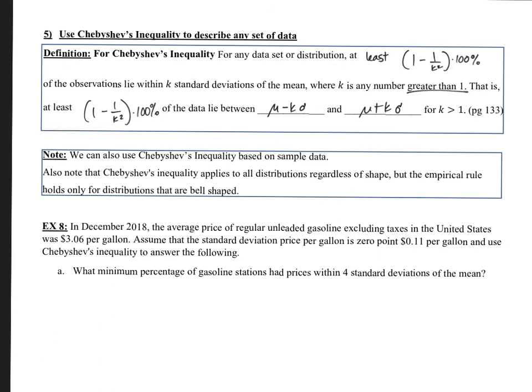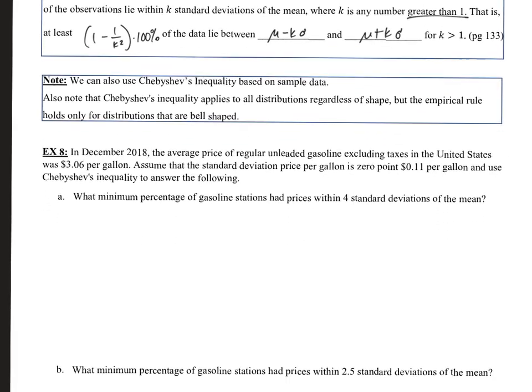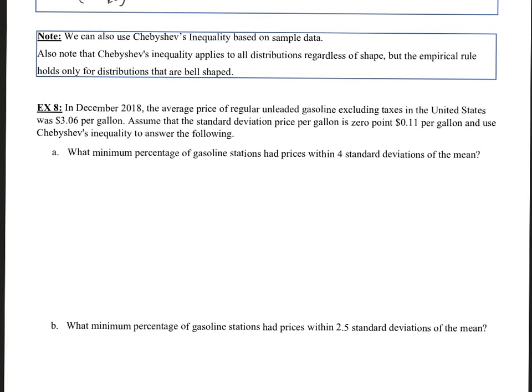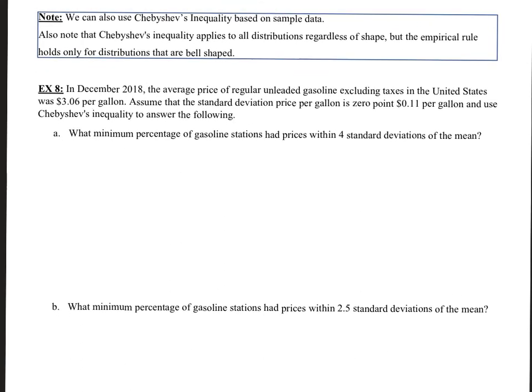So it's similar to the empirical rule, but it's not quite as specific as the three values that we had, the 68, 95, 99.7. Alright, note, we can also use Chebyshev's inequality based on sample data, which is good to know, so it doesn't have to just be the population. And also note that Chebyshev's inequality applies to all distributions regardless of shape. But the empirical rule holds only for distributions that are bell-shaped. Okay, keep that in mind.